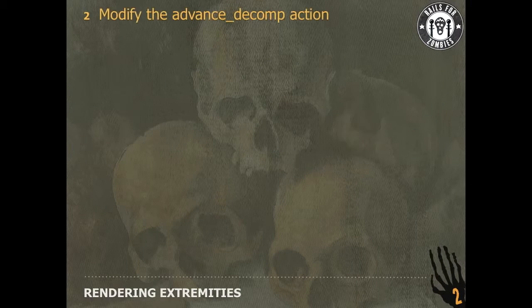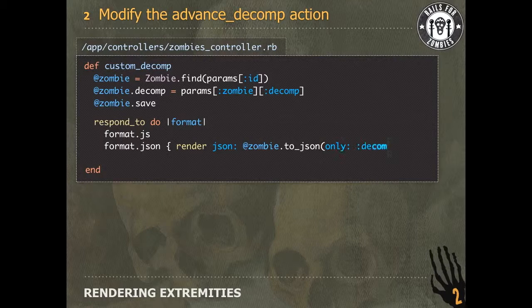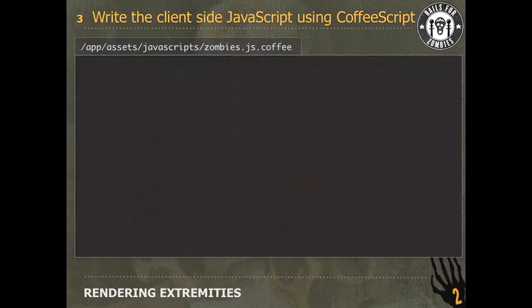Now let's modify the custom_decomp action. In here, we're going to have a respond_to block and tell it that it responds to JavaScript and now JSON. If it wants JSON, we're going to render out just the decomp field. Lastly, we're going to write some client-side CoffeeScript. So here we are inside of our zombies.js.coffee.